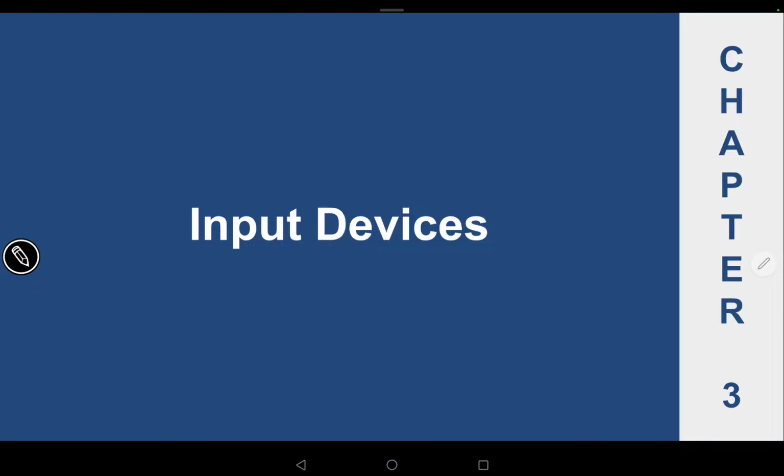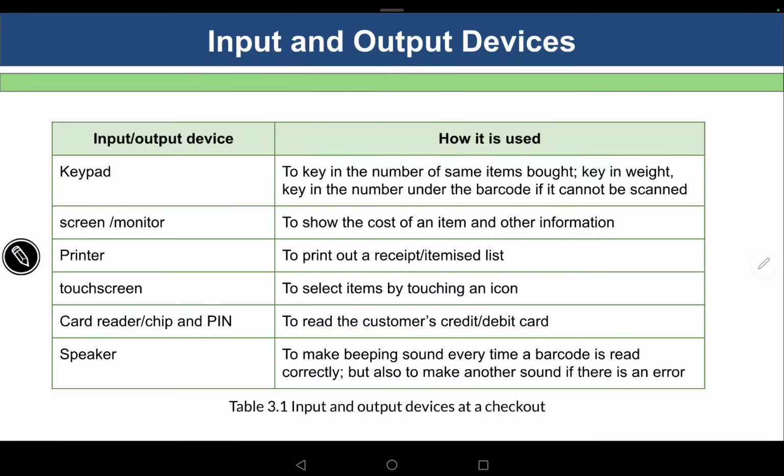In this video, we are going to look at the topic input devices. Now, let's look at some input and output devices that you may be familiar with. But first of all, what is an input device? An input device is a device that allows data to be entered into the system, while an output device is a device that allows data to be shown to a user.